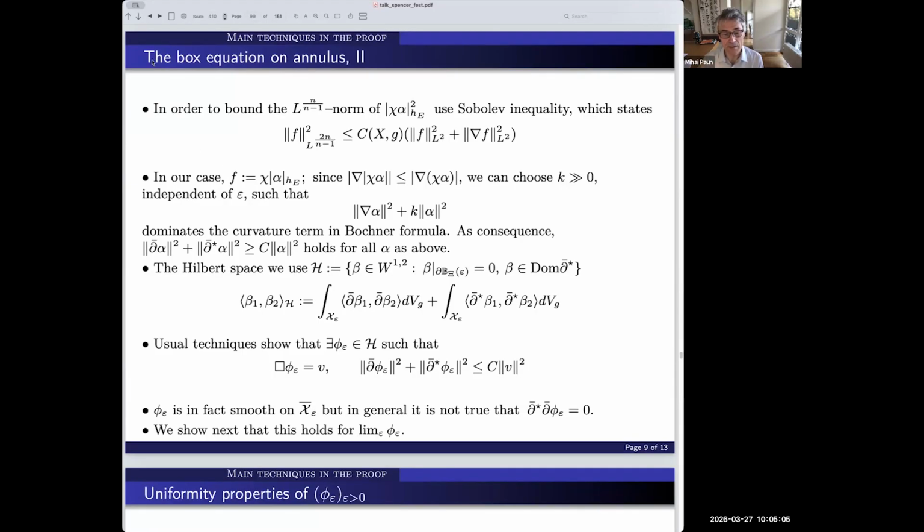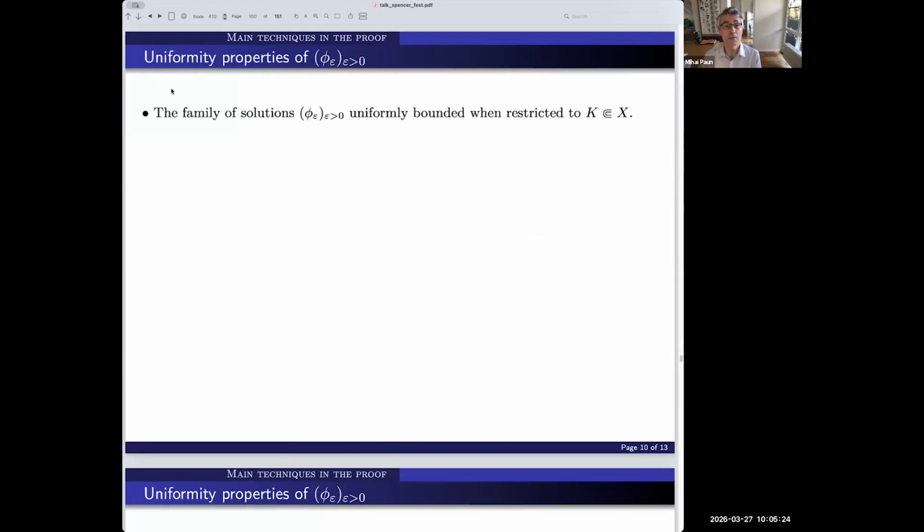And then the way out is to show that even if this is not true for some epsilon fixed, the hope is that this will hold when we take the limit. Okay, so that's what we will do next, show that this holds here. And of course, when we talk about limits, we need to study some uniformity properties of this sequence, because if not, we cannot take any limit. So then the first thing to remark is that when you restrict to some compact inside X, then this family of solutions is uniformly bounded in whatever norm you want, again, by the standard elliptic theorem.